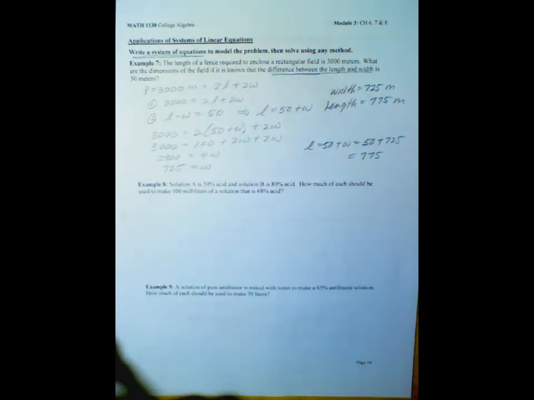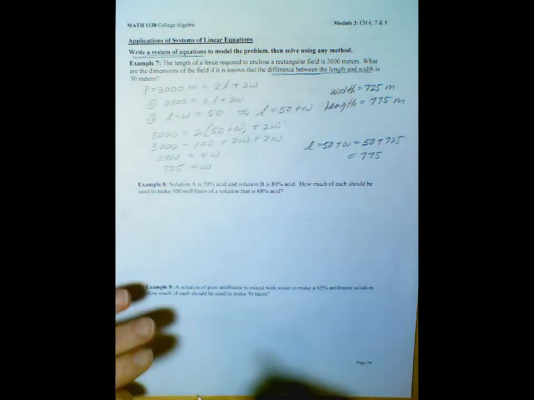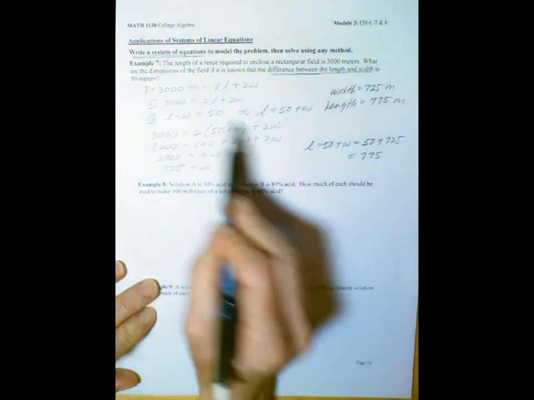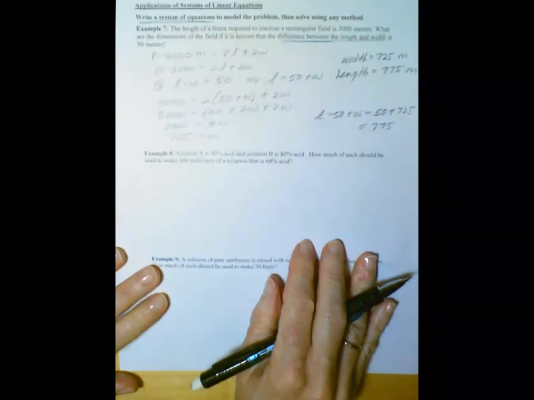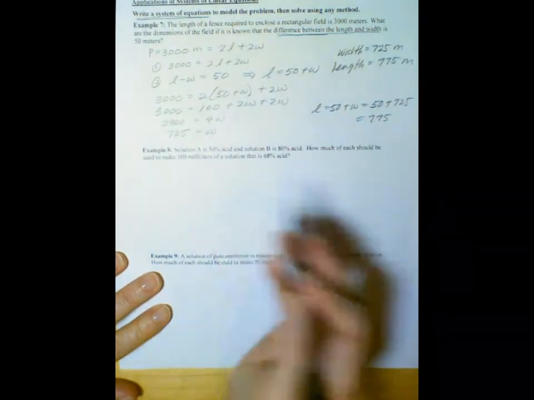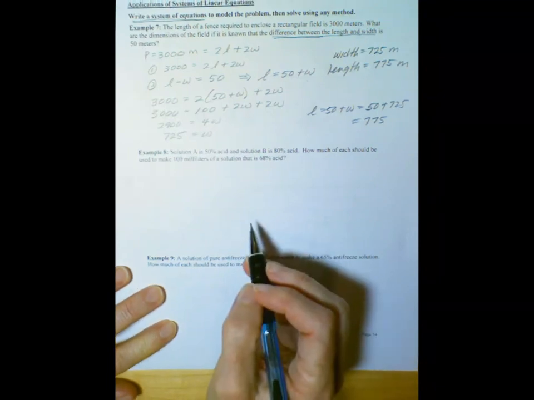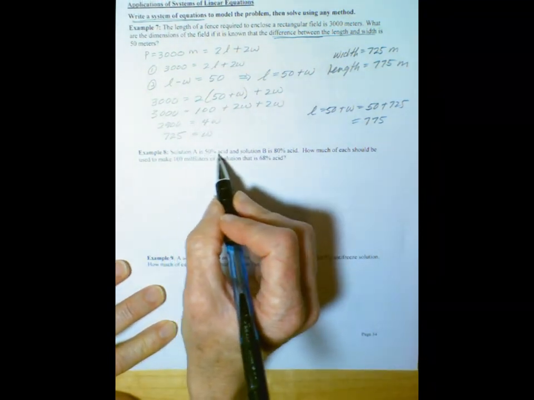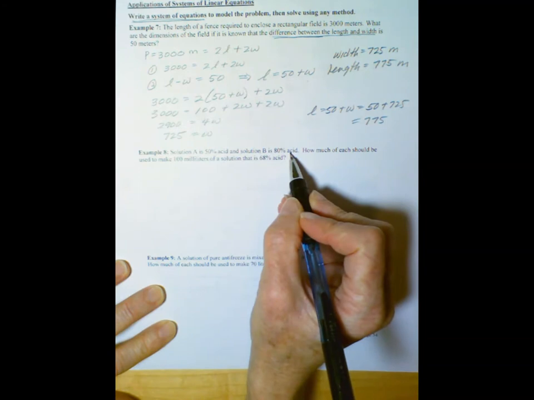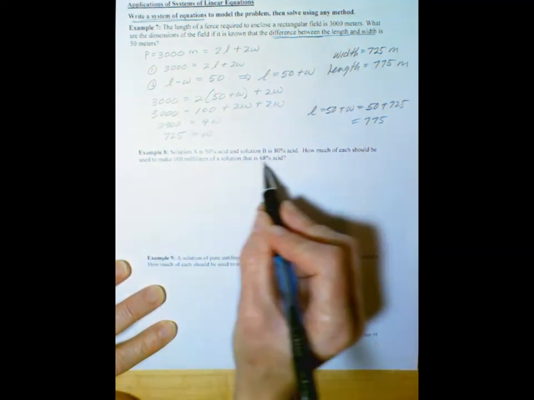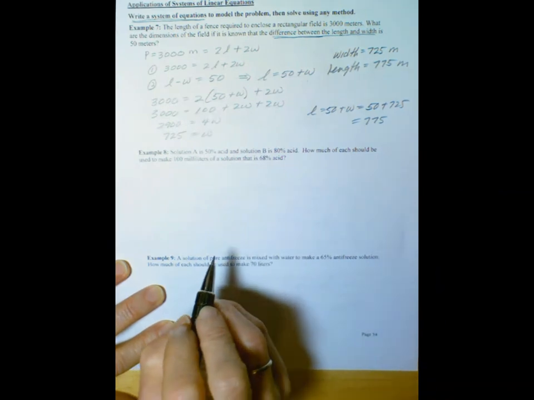So we use two equations. This is very similar to section 1.7, where we found an expression for one variable using the other. But now we're kind of doing the same thing using the two equations. Likewise, these two will seem somewhat familiar. Solution A is 50% acid, solution B is 80% acid. How much of each should be used to make 100 milliliters of a solution that's 68% acid?